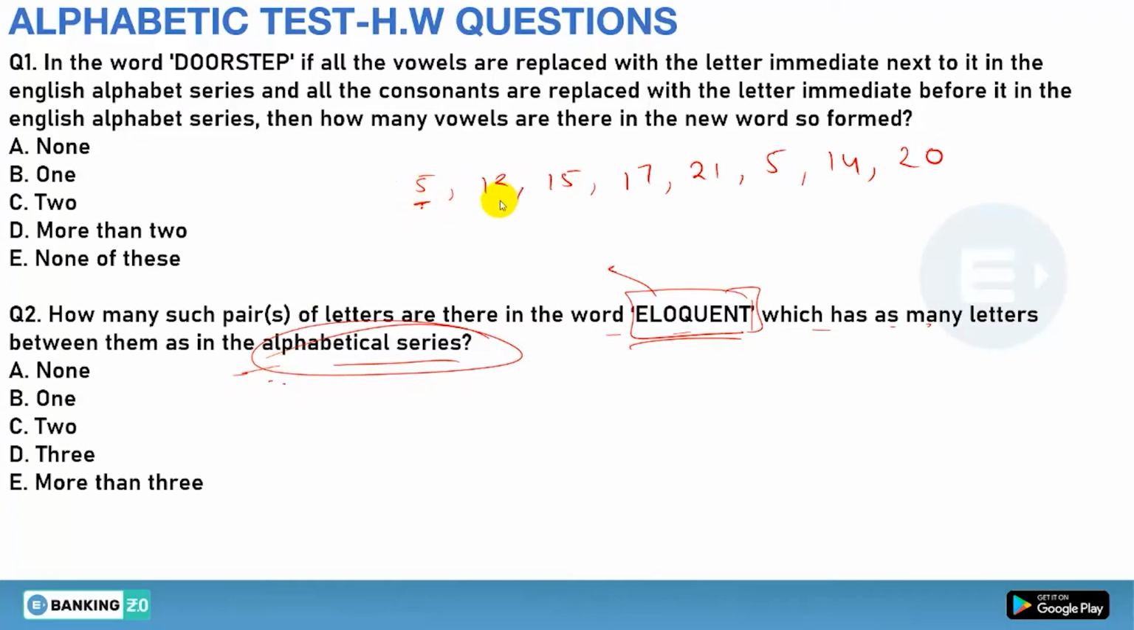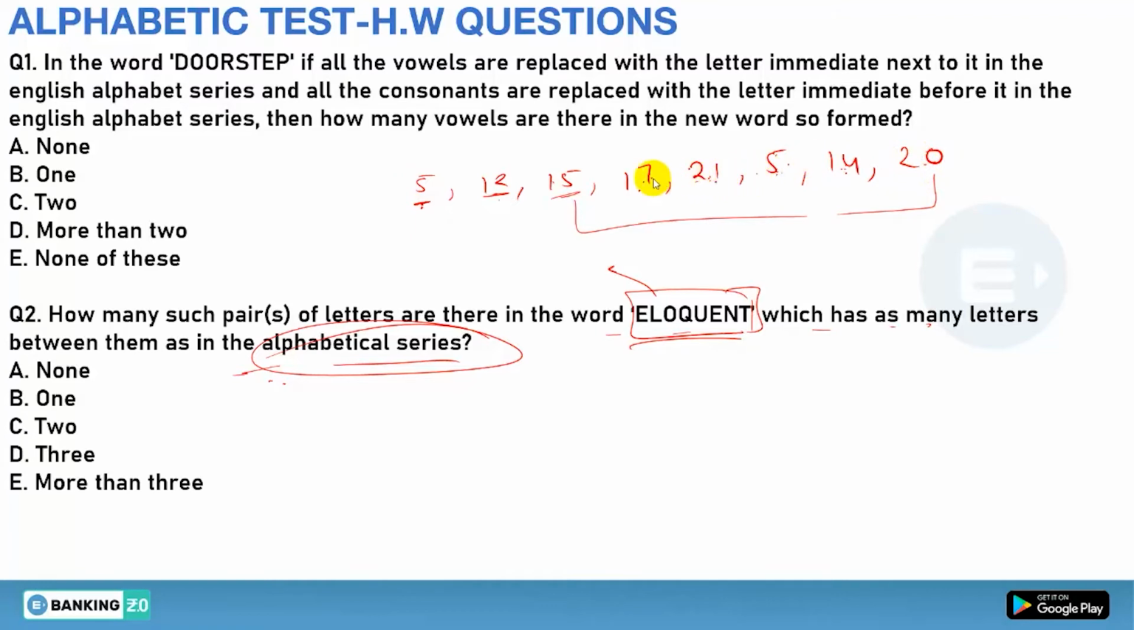So starting from 5: 6, 7, 8, 9, 10, 11, 12, not forming a pair. Starting from 12: 13, 14, 15, 16, 17, 18, not forming a pair. Starting from 15: 16, 17, 18, 19, 20. This will form a pair. 17, 18, 19, 20, not forming a pair. 21, 22, not forming a pair. 5, 6, 7, not forming a pair. So now we start from backward.